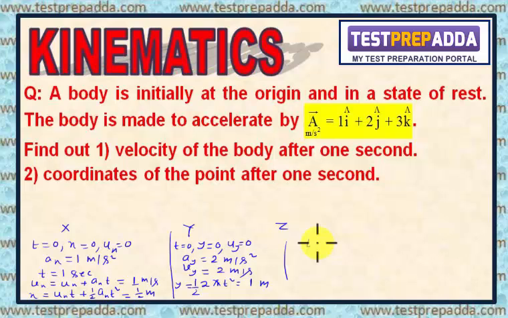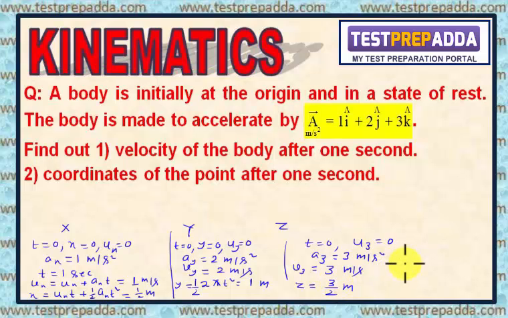For z, at time t is equal to 0, uz is 0. az is given as 3 meter per second square. So vz will be found here as uz plus azt, and if we substitute, it comes as 3 meter per second. And the z coordinate you will find as uzt plus half azt square, and if you substitute values, you'll get 3 by 2 meter.